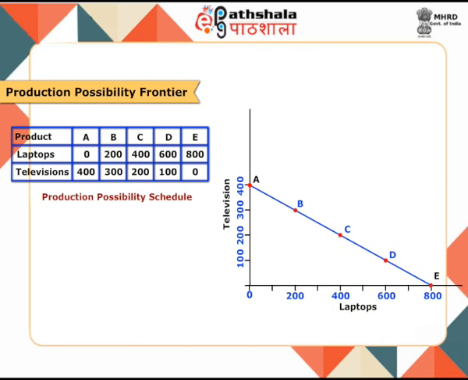That is, at point A, the economy or firm is producing 400 units of televisions and 0 units of laptops. As it moves down the PP frontier and reaches point B, the economy or firm produces 300 units of television and 200 units of laptops. Thus, we see that in moving from point A to point B, the economy exchanges or foregoes 100 units of television to produce 200 units of laptops. And likewise, throughout the PP frontier, we see that resources are exchanged or transferred to produce more or less of one commodity in exchange for another.